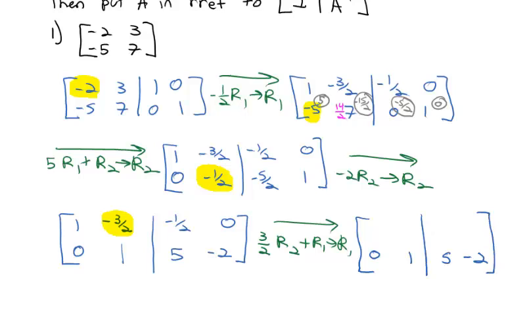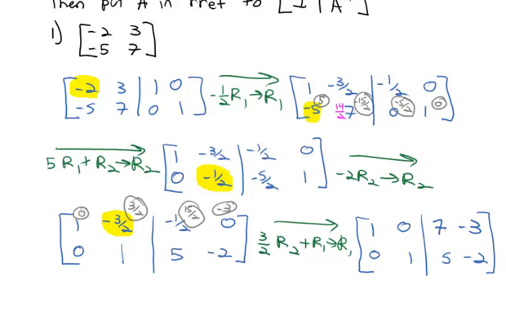In the top, multiplying by 3 halves, anything times 0 is 0. 3 halves times 1 is 3 halves. 5 times 3 halves is 15 halves. And negative 2 times 3 halves is negative 6 over 2, which reduces to negative 3. So when we add 0 and 1, negative 3 halves and positive 3 halves is 0. 15 minus 1 is 14 halves, which reduces to 7. And 0 and negative 3 is negative 3.